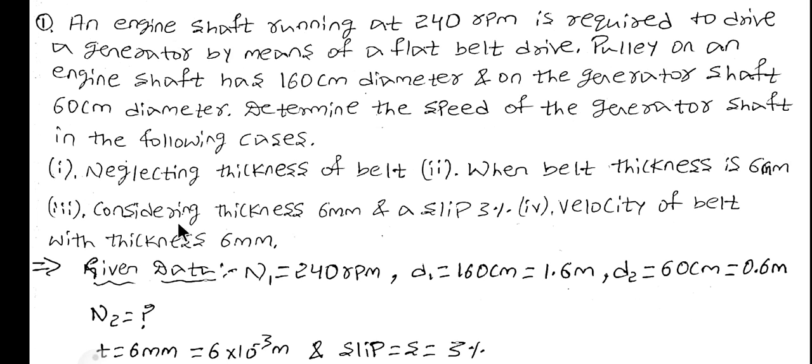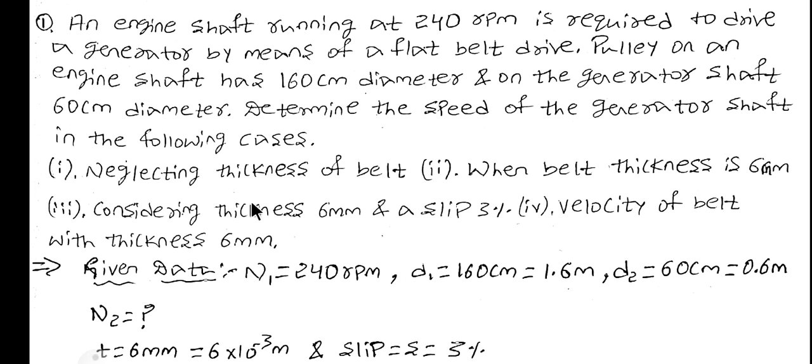Third one, consider the thickness of the belt and slip. He has mentioned that there is a 3% slip in the flat belt drive. You have to consider the 3% slip along with the thickness. After that, fourth, he has asked to find out the velocity of belt with thickness 6 mm. He has given the thickness, and by using that you need to find out the velocity.